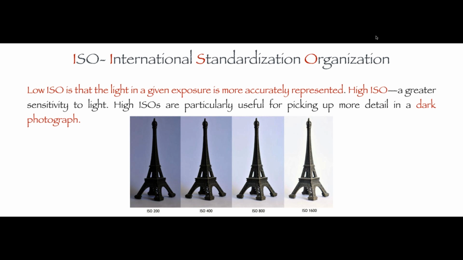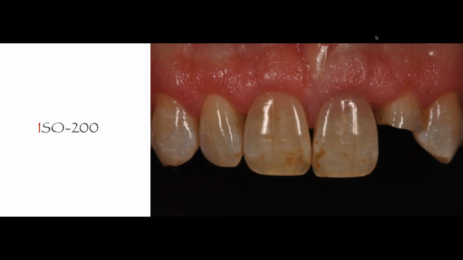So when there's a lot of light, you see less detail. There's more detail, or a little bit more detail, in between the 200 and the 400. So in other words, for dental photography, you want to have more detail. You're going to be on the low end of the ISO. This is ISO 200. Look at the detail in this photo.